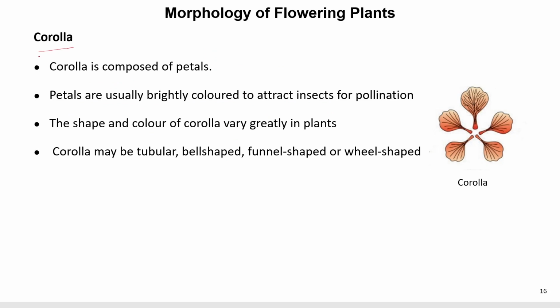Next part of the flower is corolla. So corolla is composed of petals. Petals are usually brightly colored and attract insects for pollination. So this is the function of the corolla. The shape and color of the corolla vary greatly in plants. So different plants bear different colored flowers, and even the shape of the corolla varies. Okay, so corolla may be tubular, sometimes bell shaped, funnel shaped, or even wheel shaped. So different shapes of the corolla are present.